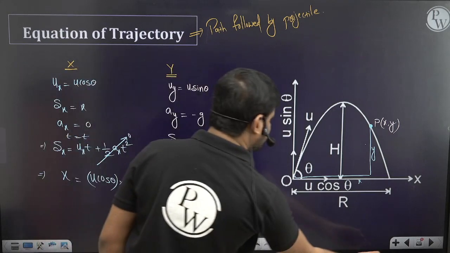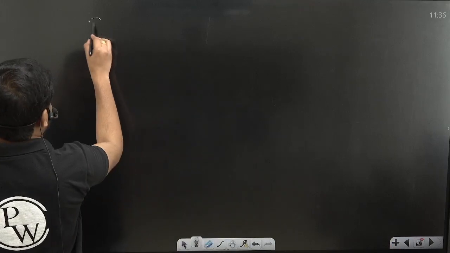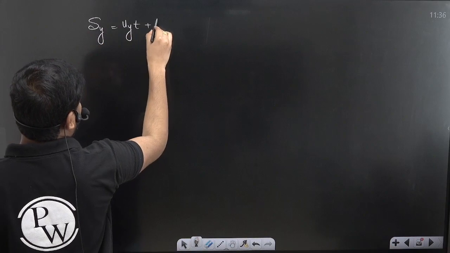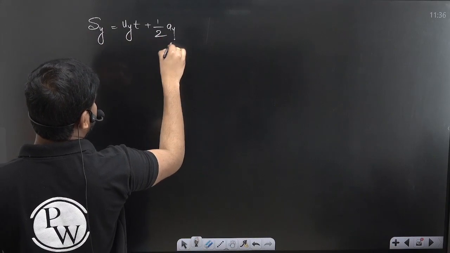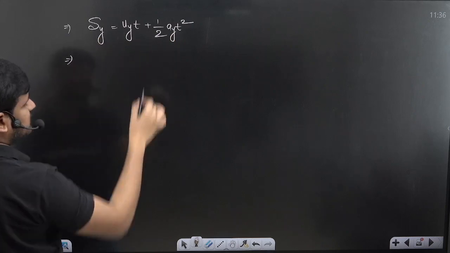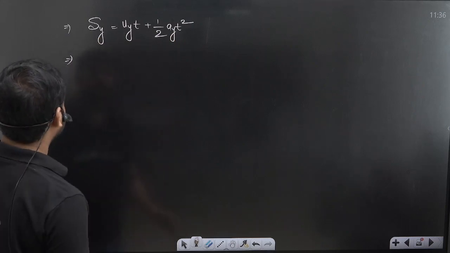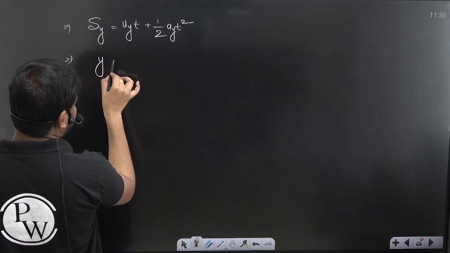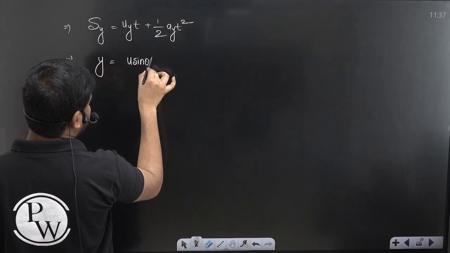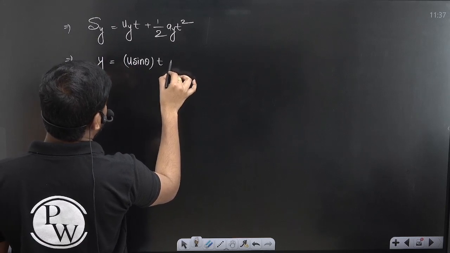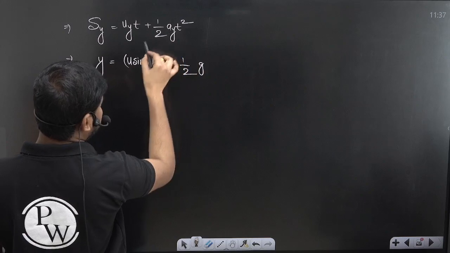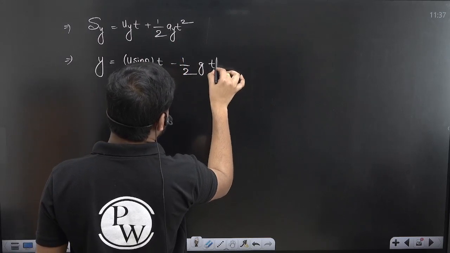So now let's write the equation. Sy equals uyt plus half ayt square. I am just writing s equals ut plus half at square in the y direction, that's why I am keeping y. The distance covered in the y direction is y, so y equals uy, which is u sin theta, into t. In place of a I am writing minus g, and then t square.